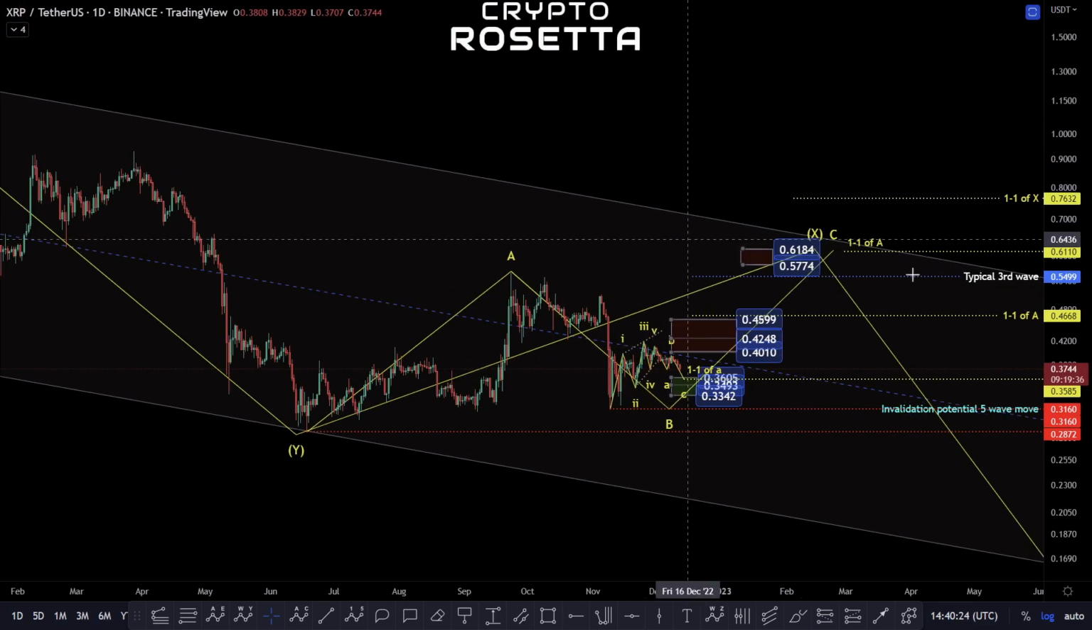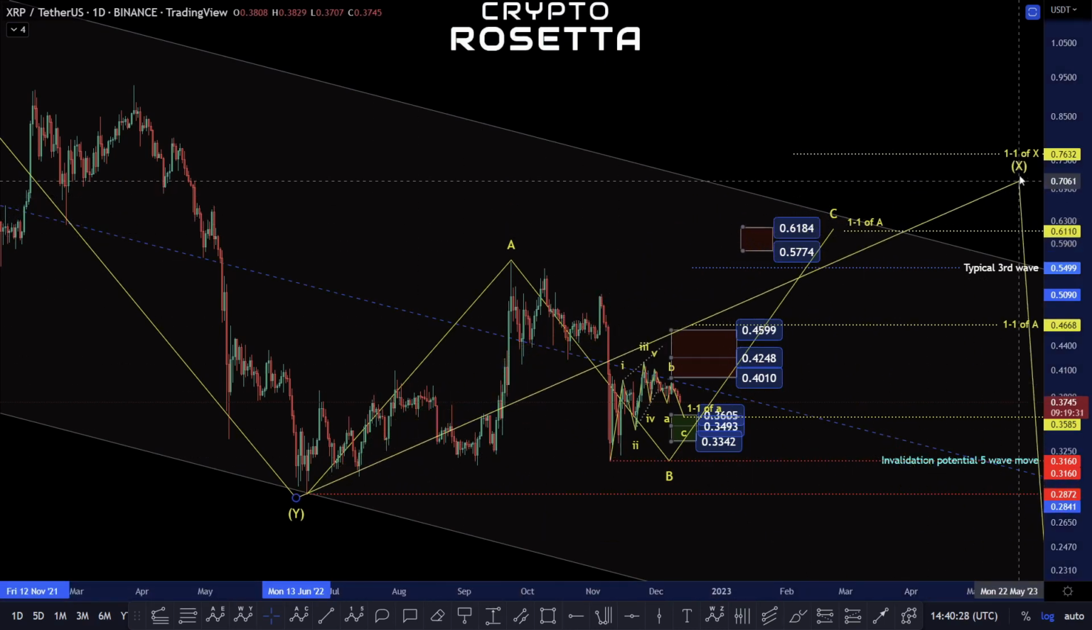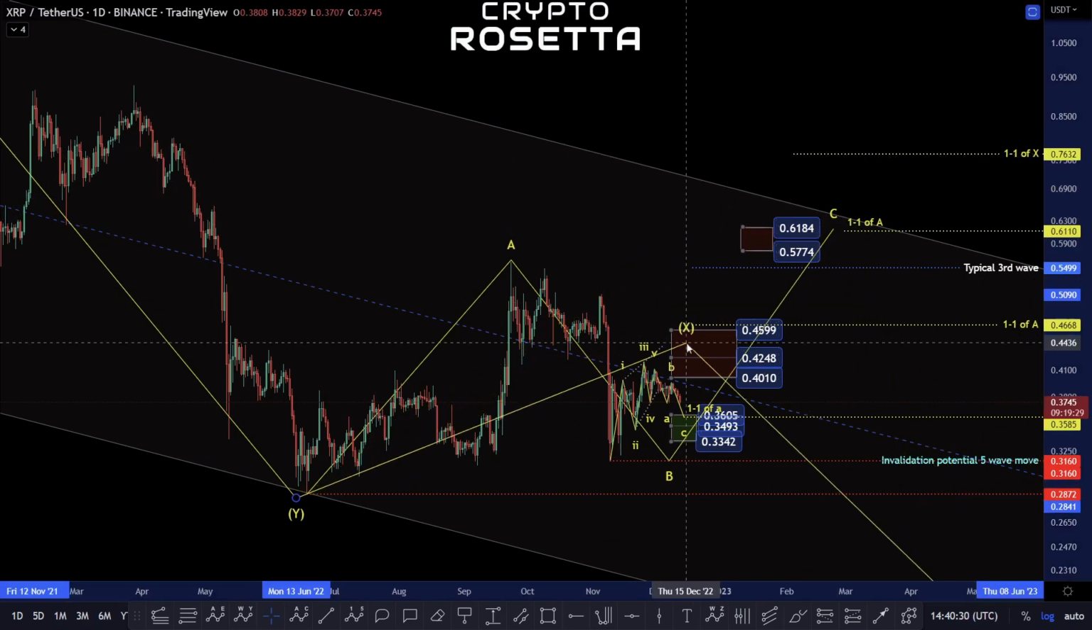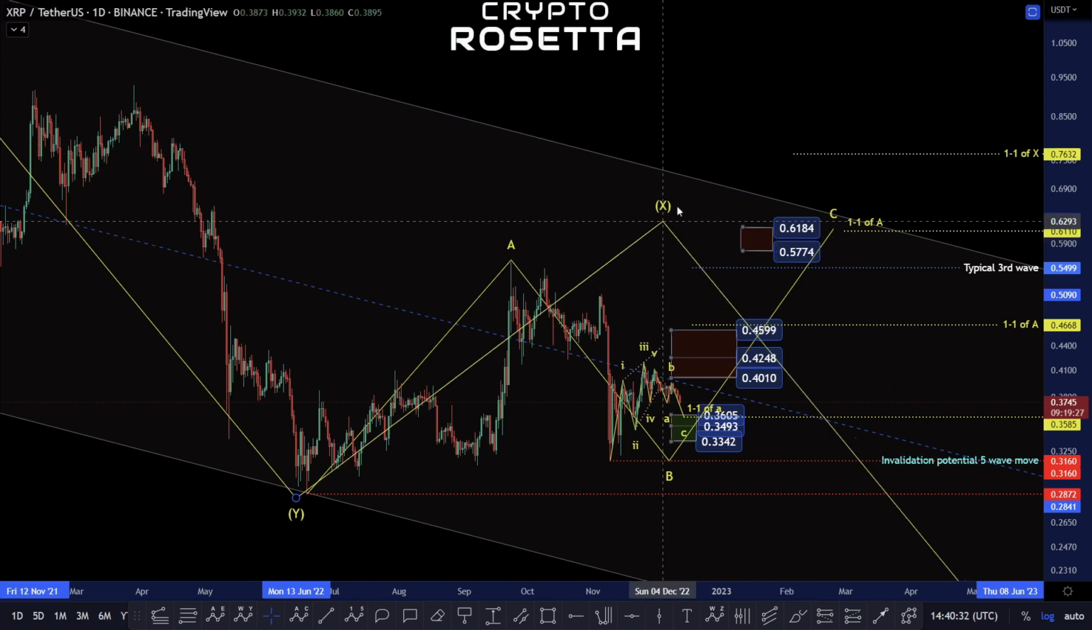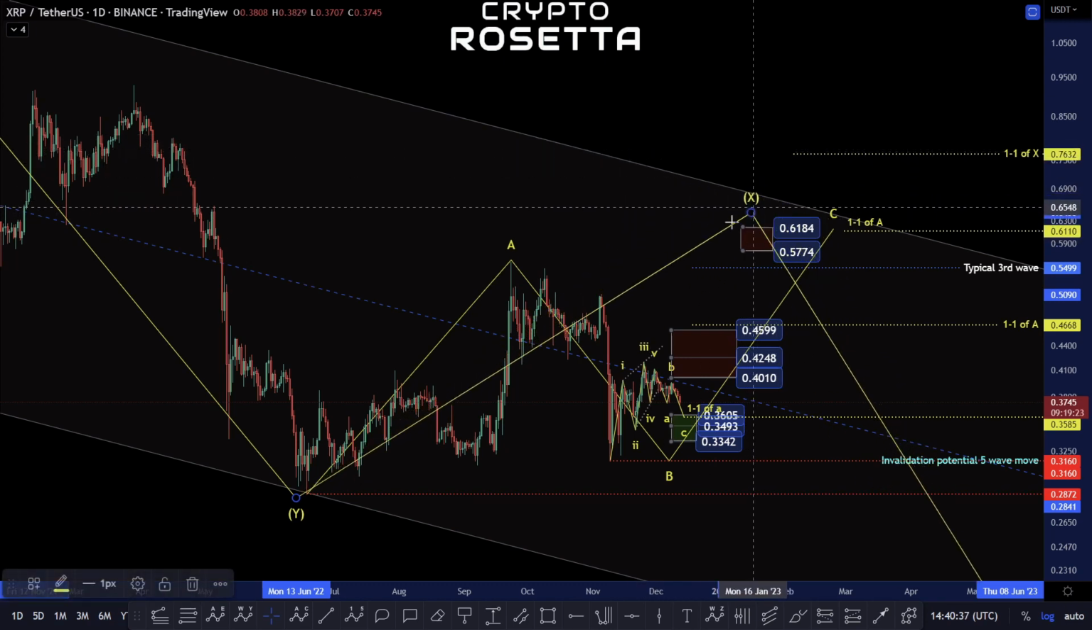And basically within this move, we would be looking to form this X wave high, and at a 1-to-1 of the previous X wave, this could be as high as the 76.32, though it doesn't necessarily have to get this high, so we're just keeping an eye on it.